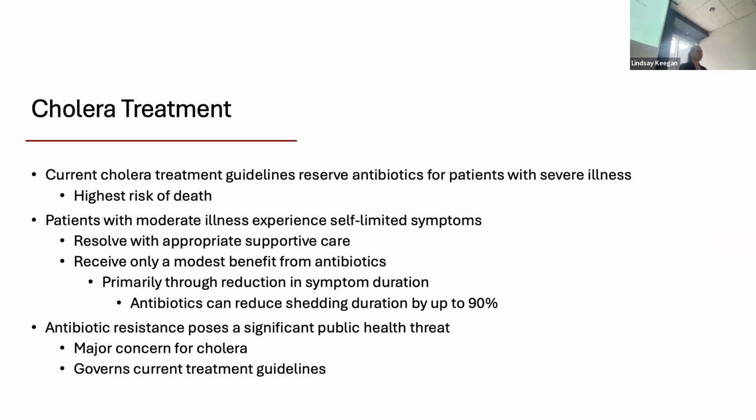So current cholera treatment guidelines reserve antibiotics for the most severe illness, and everyone else is treated with rehydration. And so we're reserving these for the people at highest risk of death. And that's partially because patients with moderate illness experience self-limiting symptoms. They resolve with the appropriate supportive care, and they only receive a modest benefit personally from taking antibiotics, primarily through the reduction in symptoms. But antibiotics can reduce the shedding duration, so the ability to transmit, by up to 90%. So you go from transmitting for about 10 days to transmitting for about 1 day.